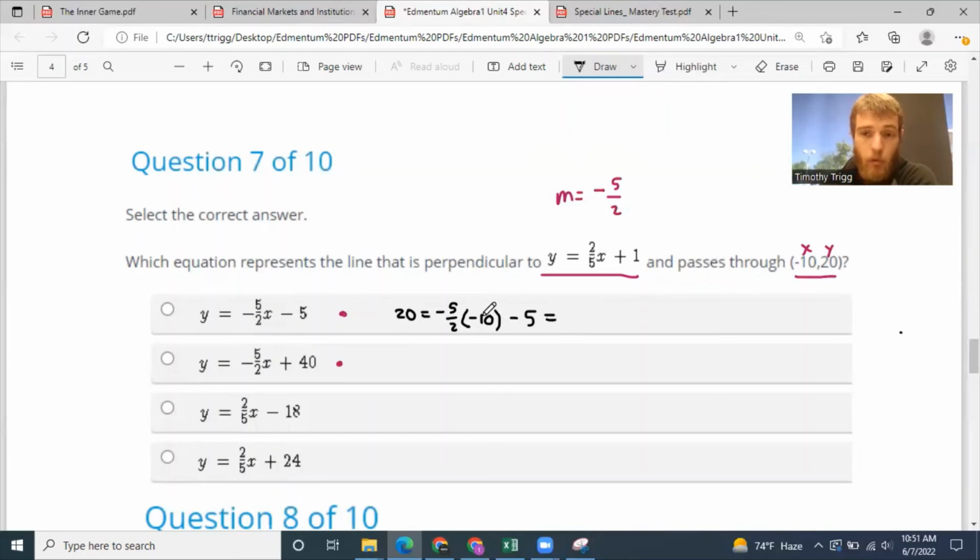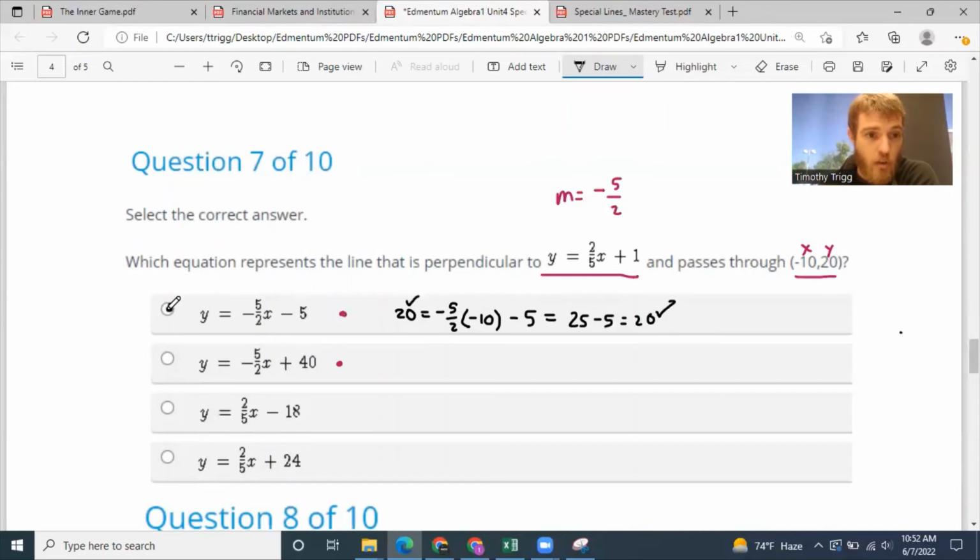But remember, we multiply times the top, divide by the bottom. Whenever you're multiplying a whole number times a fraction, multiply times the numerator, divide by the denominator. So negative 10 times negative 5 is 50. 50 divided by 2 is 25. So this becomes 25, and we still have that minus 5 there, giving us 20. Oh yeah, that is correct. See how it matches here?